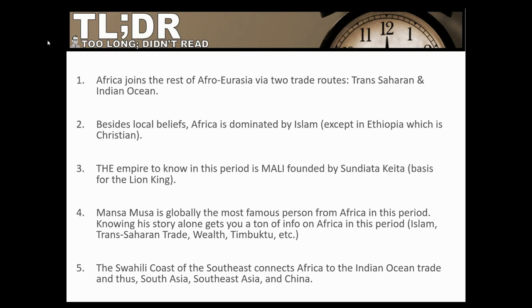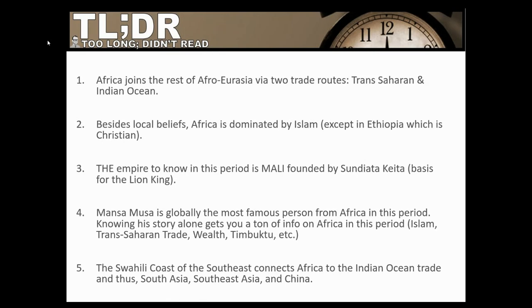The Trans-Saharan trade routes in West Africa, the kingdoms of Mali and Ghana and Songhai, and then the East African coast, the Swahili trade coast, and even the Great Zimbabwe becomes very influenced by these trade routes. Number 2, besides the local religious beliefs, Africa, especially West Africa and East Africa, is dominated by Islam, except the areas of Aksum in Ethiopia, which is going to become Christian. So North Africa and West Africa are very dominated by Islam.